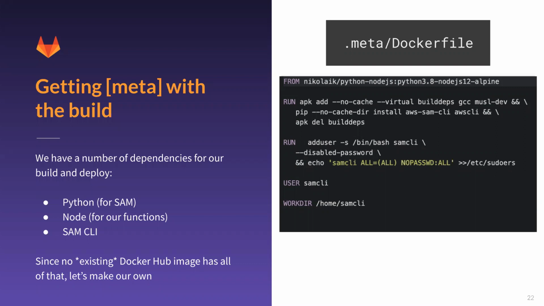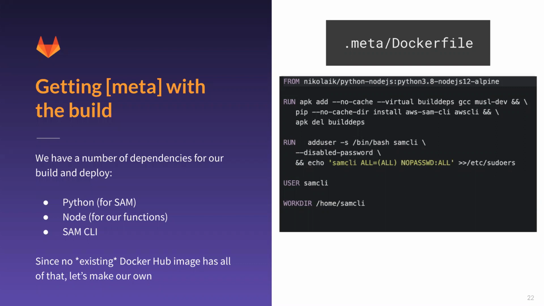Well, in this case, I have a couple prerequisites that I need for my build, right? I've installed them on my laptop, and that's great. But there's not an existing Docker Hub image that has everything I need, which is, SAM's going to need Python to function. I'm going to need Node because that's where my functions are built and deploying from. And then we'll need the SAM CLI installed as well.